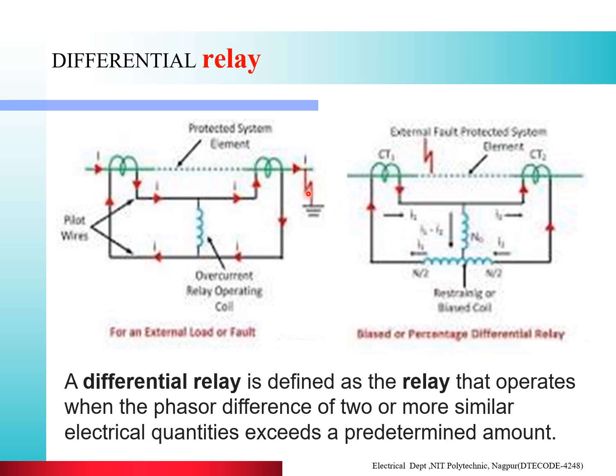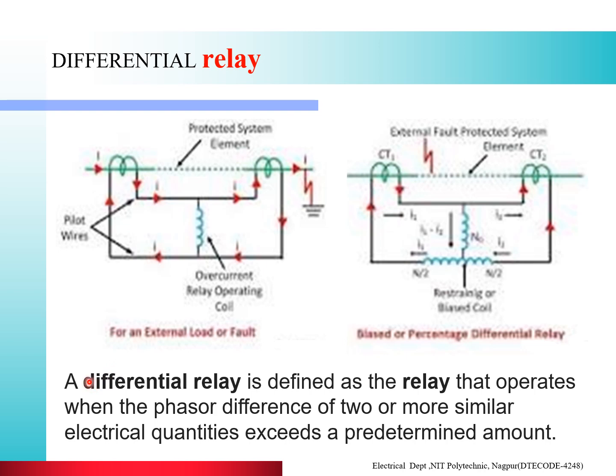Similarly, this shows the external fault occurring on the system. In this second figure, the same construction is given. Two current transformers, CT1 and CT2, are connected with each other. Here the relay operating coil is connected between another coil which is connected between the pilot wire. This is called the percentage bias differential relay.